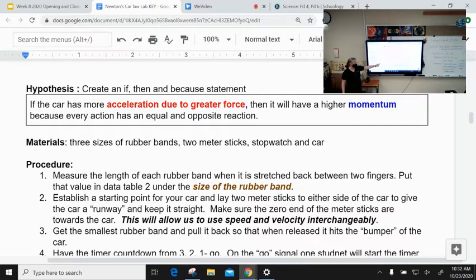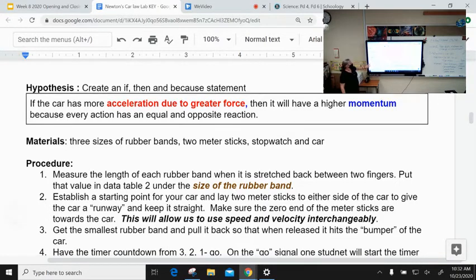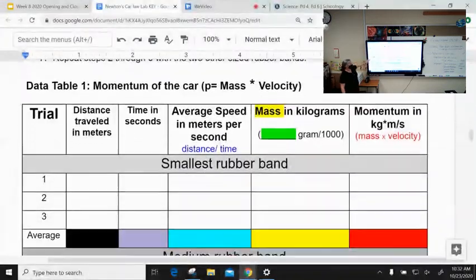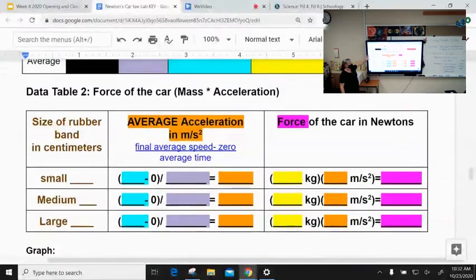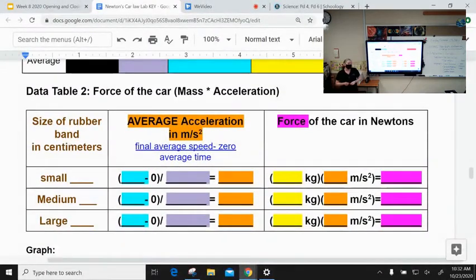Yeah, data table number what, guys? 2. So do me a favor, right now, scroll down to your second data table. Oh my God, it's so many colors. There you go. So here's the thing.